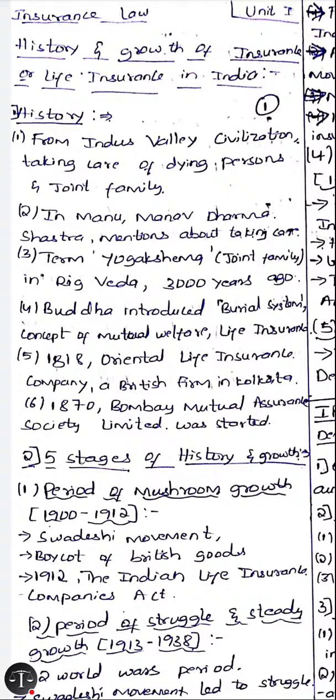The term Yogakshema and joint family in the Rig Veda, 3000 years ago, was mentioned. Buddha introduced the burial system, the concept of mutual welfare life insurance, which is nothing but life insurance. In 1818, Oriental Life Insurance Company, a British firm in Kolkata, was established. And in 1870, Bombay Mutual Assurance Society Limited was started.